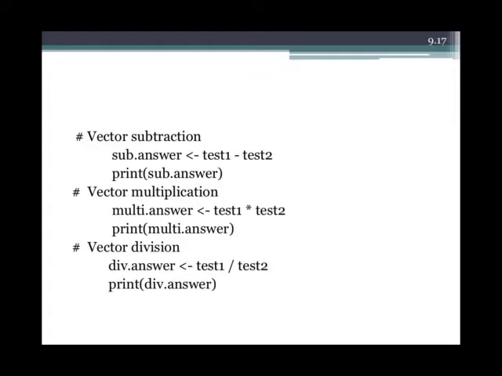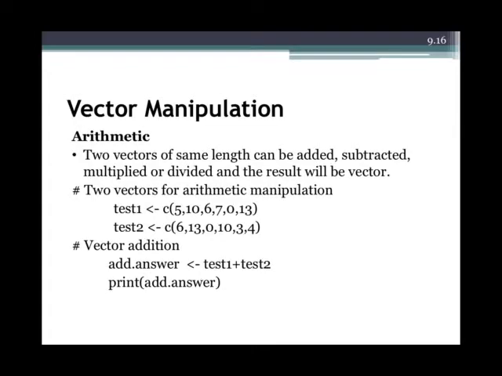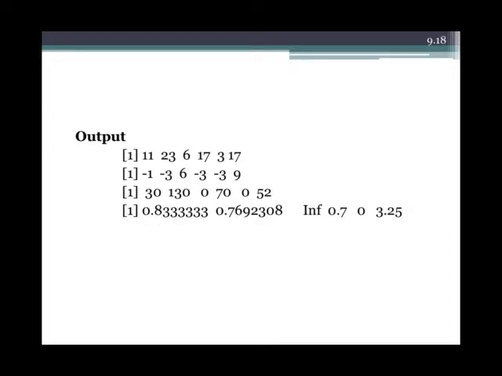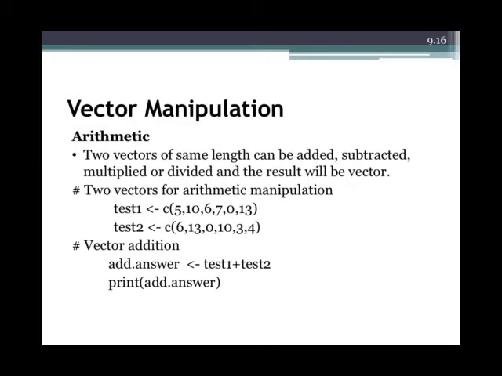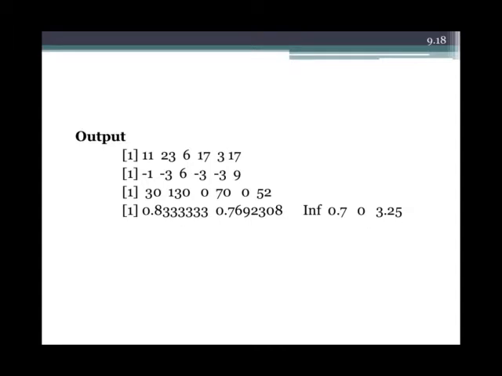In the third one, we have got the multiplication of these two vectors. So we just multiply the values. That will be 5 into 6, which will be 30, 10 into 13, which will be 130, and so on. And in the last one, we divide test1 by test2, where we're dividing 5 by 6, 10 by 13, etc. And this is the output, as you can see on your screen.